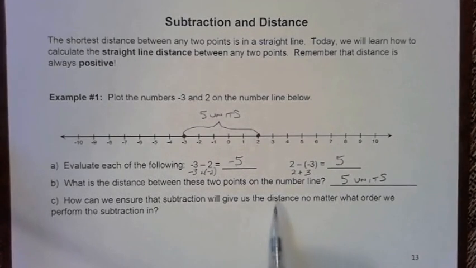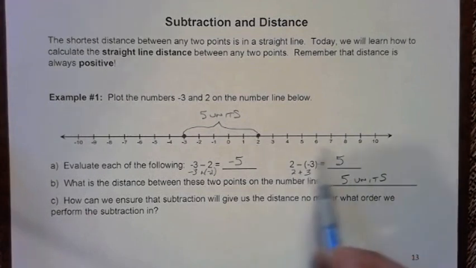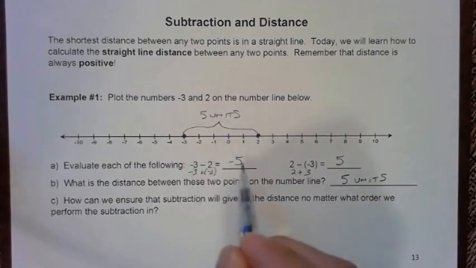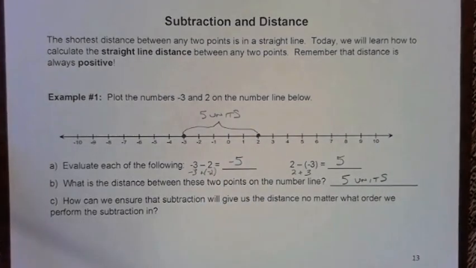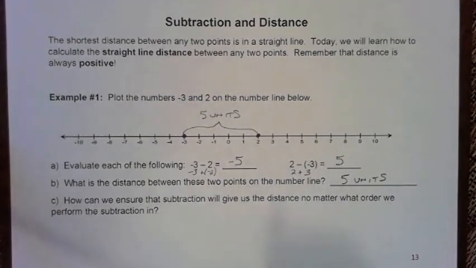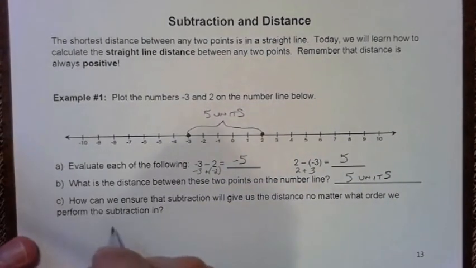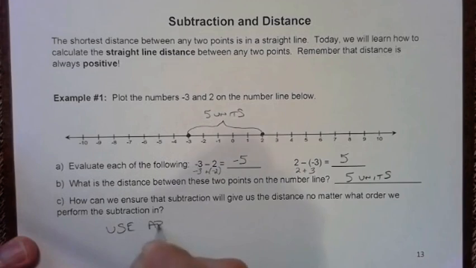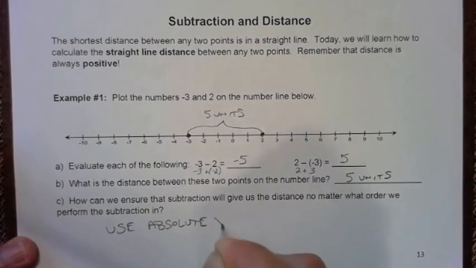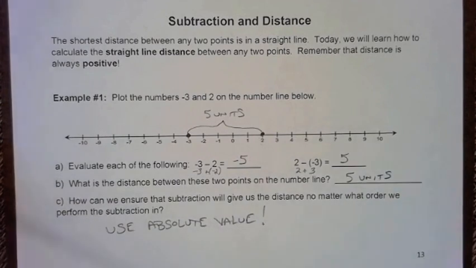How can we ensure that subtraction will give us the distance no matter what order we perform the subtraction in? Well, this subtraction problem right here did give us the distance of 5 units, but this subtraction here did not give me a distance because distance can't be negative. I never want distance to be negative, so to ensure that I get a positive answer when I do the subtraction, I can use absolute value, because absolute value measures a number's distance from 0, and again, distance can only be positive. If I use absolute value with my subtraction, I'm always going to get a positive answer.